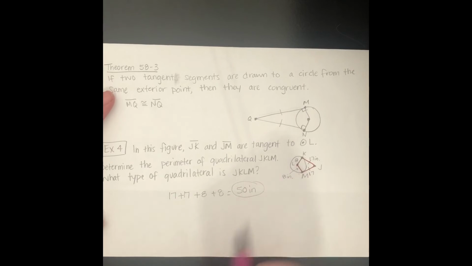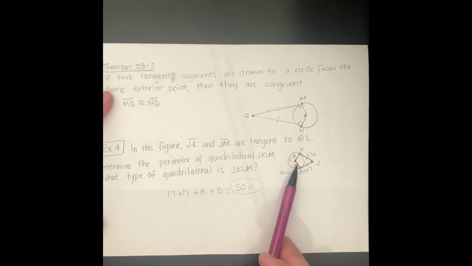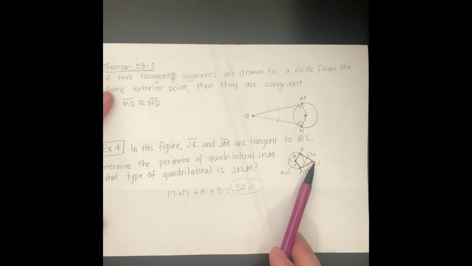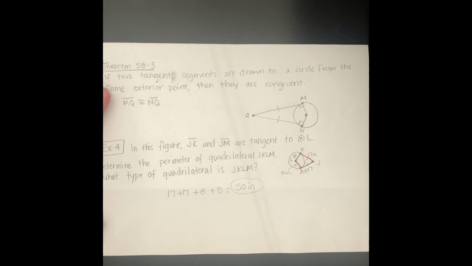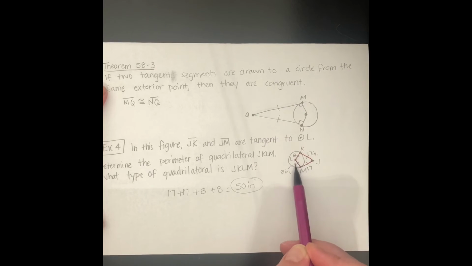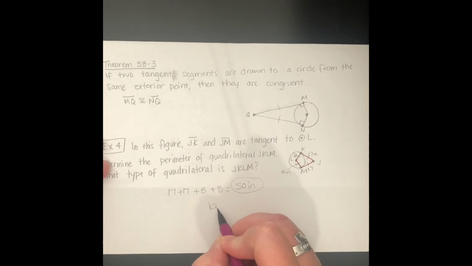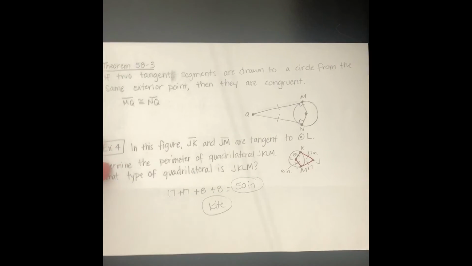Don't forget your units. Now it asks you what type of shape or what type of quadrilateral is quadrilateral JKLM. So it has two congruent sides here, and these sides are also congruent. Because it has two pairs of congruent sides, then it's a kite. And you can kind of see by the shape, it looks like a kite.